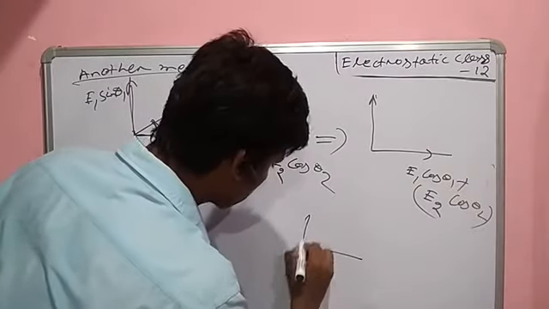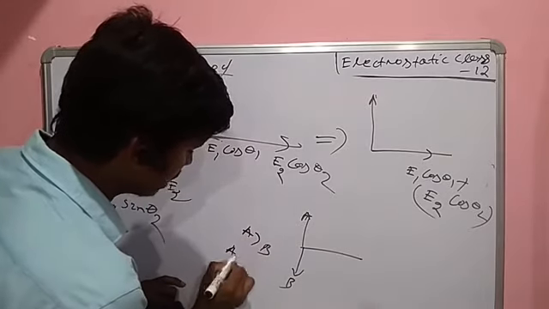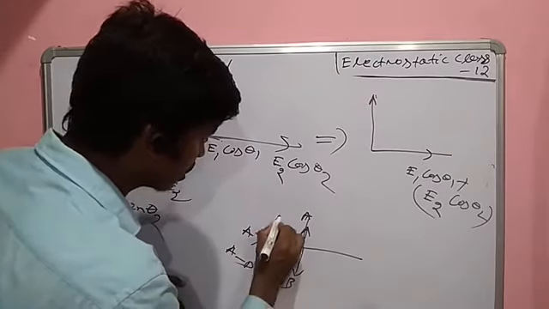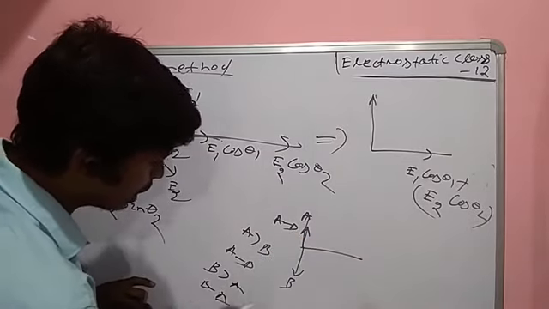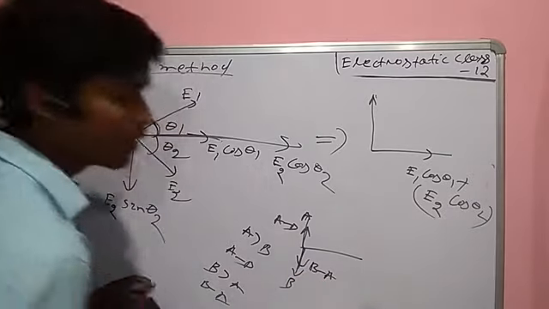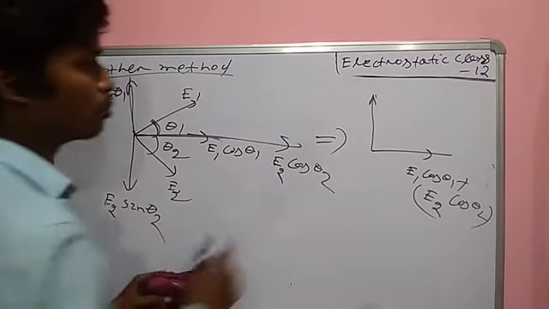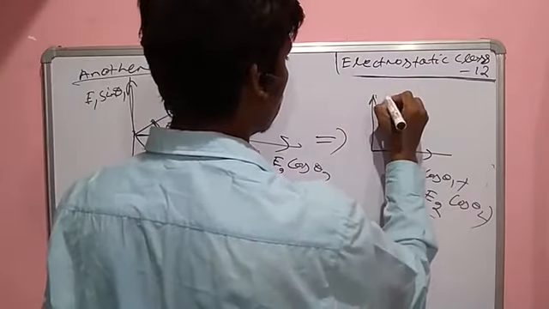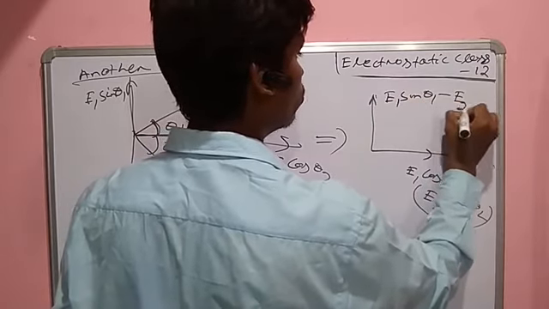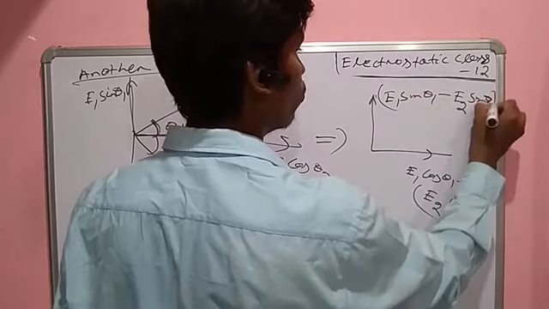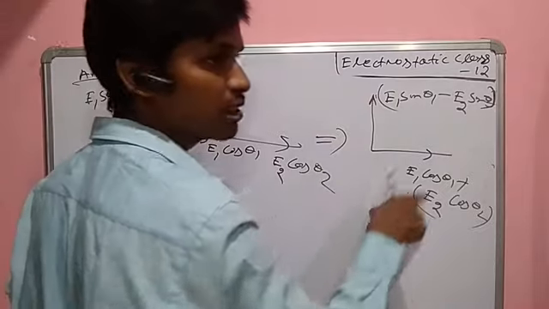Suppose the direction A is here and B is here. If A is greater than B, the resultant is A minus B in this direction. Suppose B is greater than A, then it is B minus A in this direction. Suppose E1 sin theta 1 is greater than E2 sin theta 2. So in this direction, the vector is E1 sin theta 1 minus E2 sin theta 2.